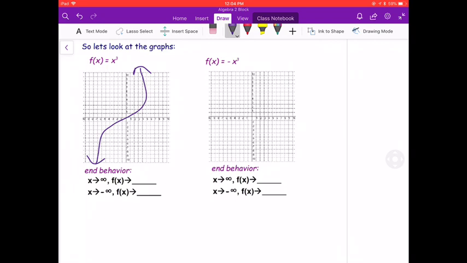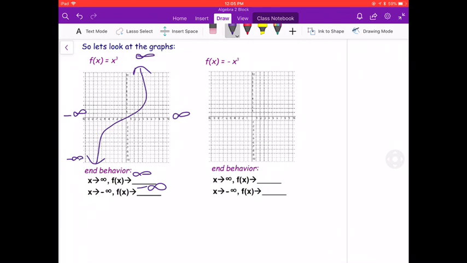So for cubic, as x approaches infinity over here, the function is also approaching infinity. So as you're going to the right, you're going up as well. So as you approach infinity on the x, you're approaching infinity on the y. Now as you approach negative infinity on the left, your function is also approaching negative infinity. So those kind of match up here. It's right and up and then left and down.